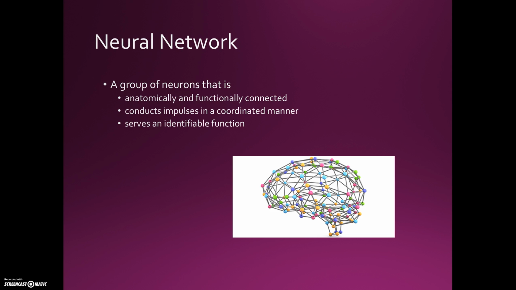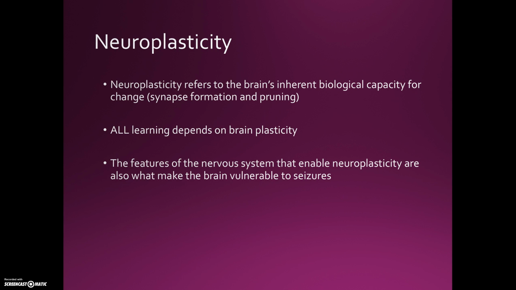And a neural network is a group of neurons that is anatomically and functionally connected, that conducts impulses in a coordinated manner, and serves an identifiable function. And the term neuroplasticity refers to the brain's inherent biological capacity for change, which essentially is the formation and pruning of synapses, which are the connections between neurons. All learning depends on brain plasticity.